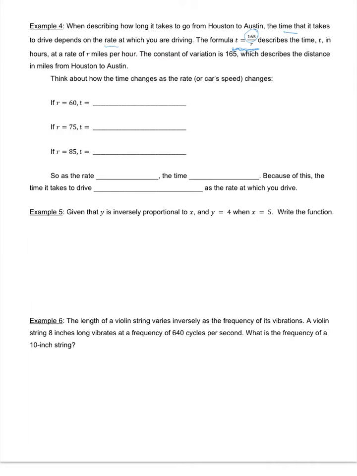So again, let's now think about how time changes as the rate, the car's speed, changes. Looking at the equation, we have t equals 165 over r, and here r is given to be 60, which is 2.7 hours. Using the same equation, I now am going to substitute in r to be 75, and this gives me 2.2 hours. If we change r to 85 and substitute into the equation, we see that it takes 1.94 hours.